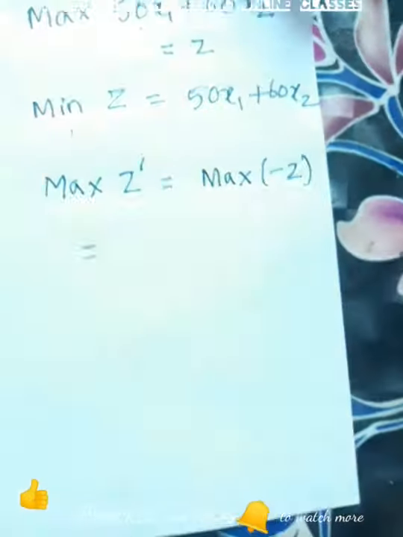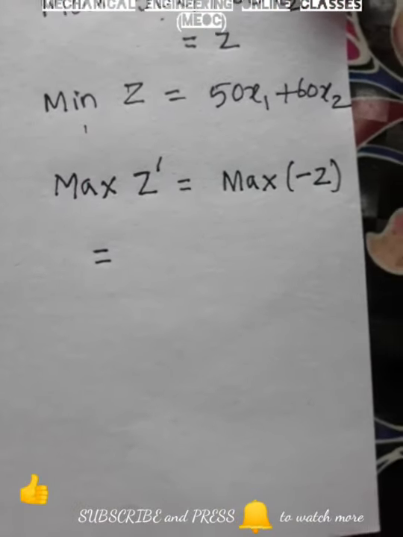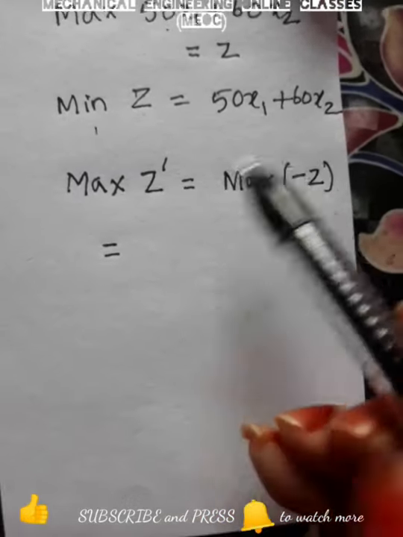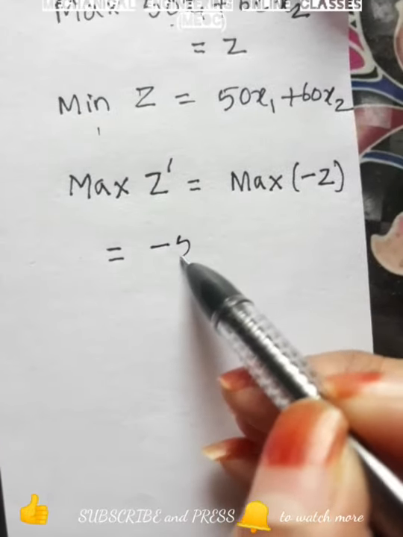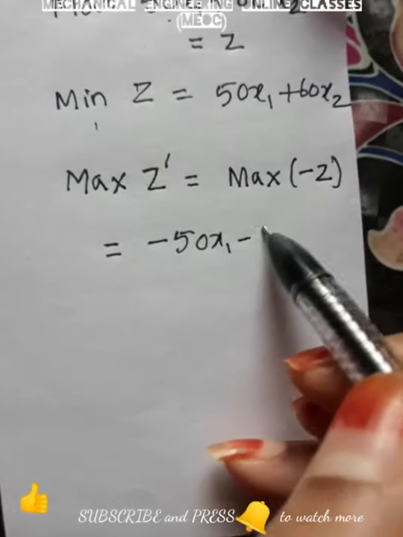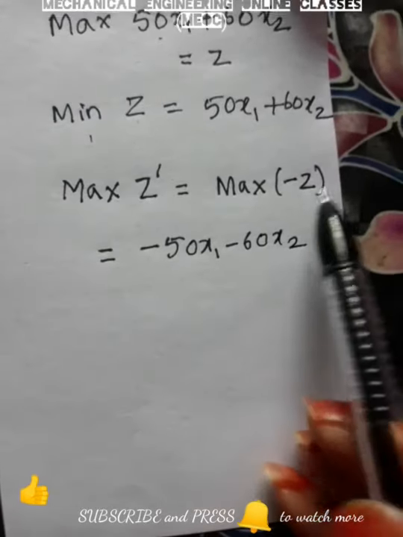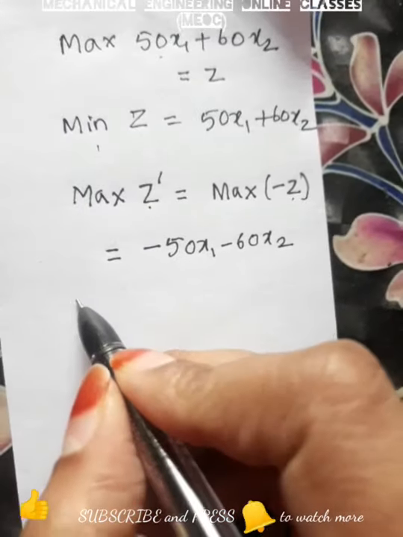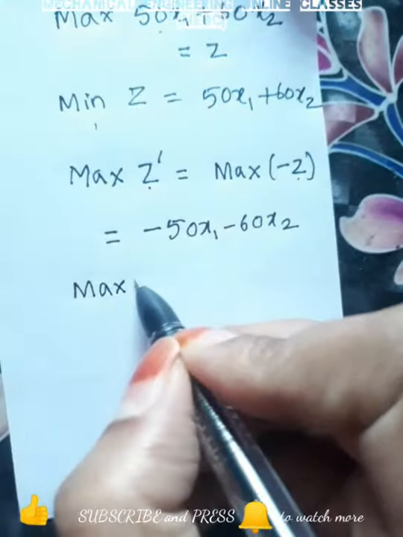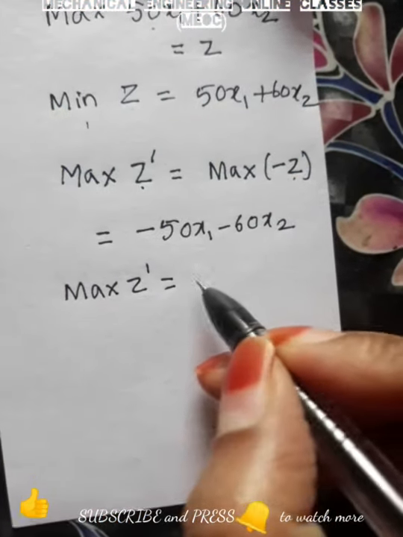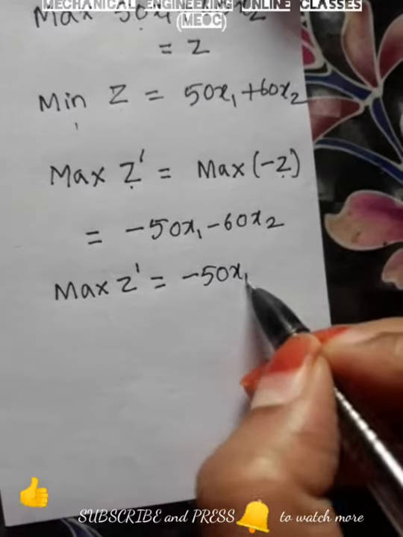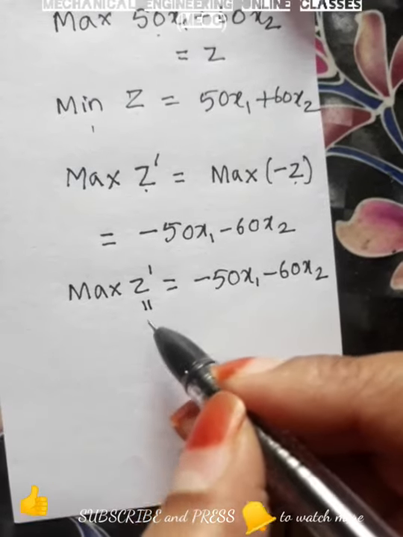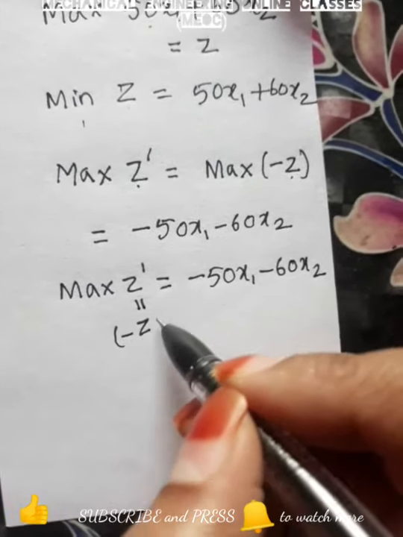which is equal to, I will multiply minus 1 on both left hand side and right hand side of the objective function. That's why I have written minus z here. So on the right hand side it becomes minus 50x1 minus 60x2. So that minus z I am denoting as z dash. So the new objective function in the form of maximization type will be maximize z dash is equal to minus 50x1 minus 60x2. So this minus z is written as z dash.